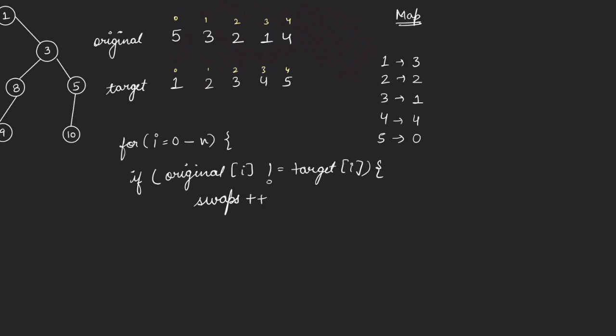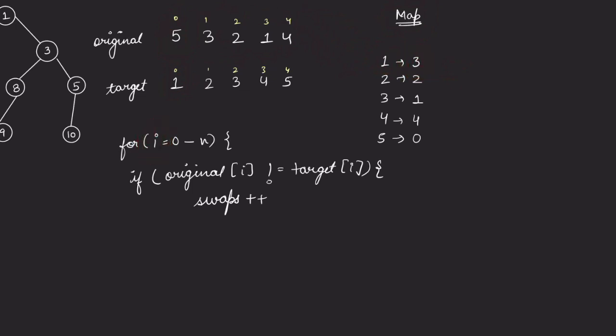And then we need to swap those elements after identifying the index from the map, right? So see, when these two are not matching, we need to swap this with the index wherever 1 is present, right? So from the map, I will identify what is the index of 1. So it is 3, right? So then that means I need to swap the index i with this particular index, right?